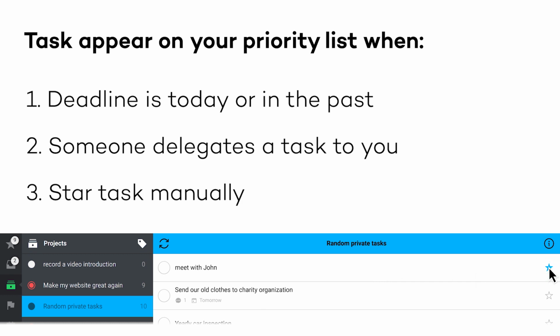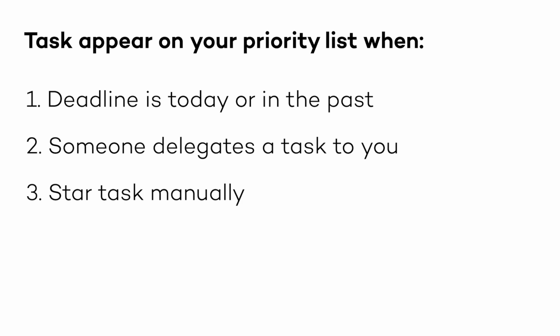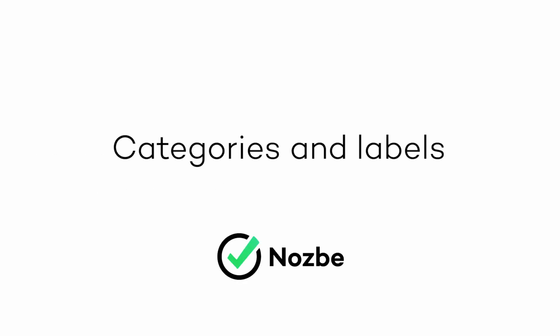Remember, the priority list view is your command center. It is similar to the next actions concept in the Getting Things Done methodology. Of course, you can sort and filter this view in the exact same way you do with other lists in Nozbe. It's useful when you have too many priorities and want to focus on a specific topic or area of your life or business.